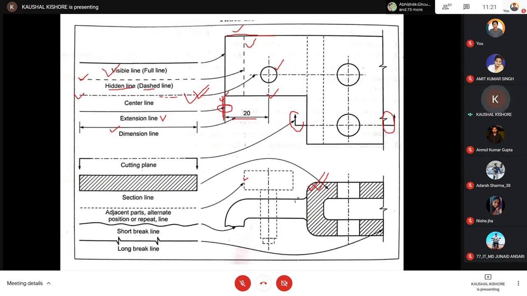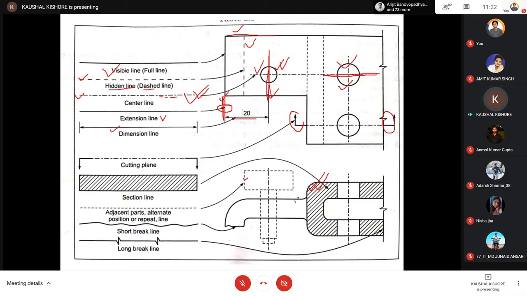Actually, center lines are used to show the center of a hole and a symmetrical object. Symmetrical object means, suppose this is a vertical center line, obviously the left part and the right part are symmetrical. Or suppose this is a horizontal center line, then the upper part and lower part are symmetrical. So, center lines are used to show the center of a hole as well as the symmetrical object.